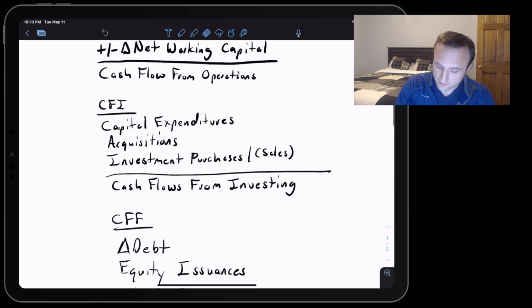So to begin with, the biggest item you'll want to know for this section of the cash flow statement is capital expenditures. Capital expenditures are our purchases of physical property, plant, and equipment, and these are the investments we need to make in things like factories and trucks and physical equipment to make our business grow.